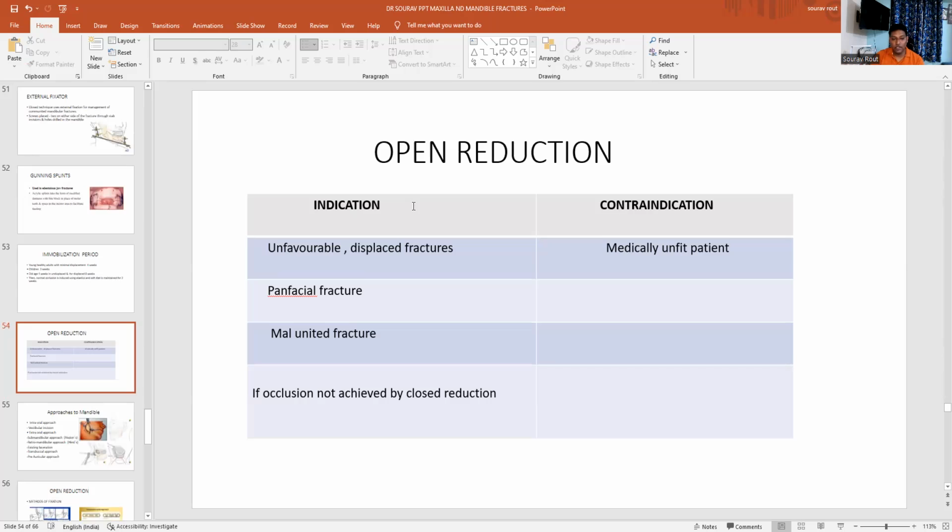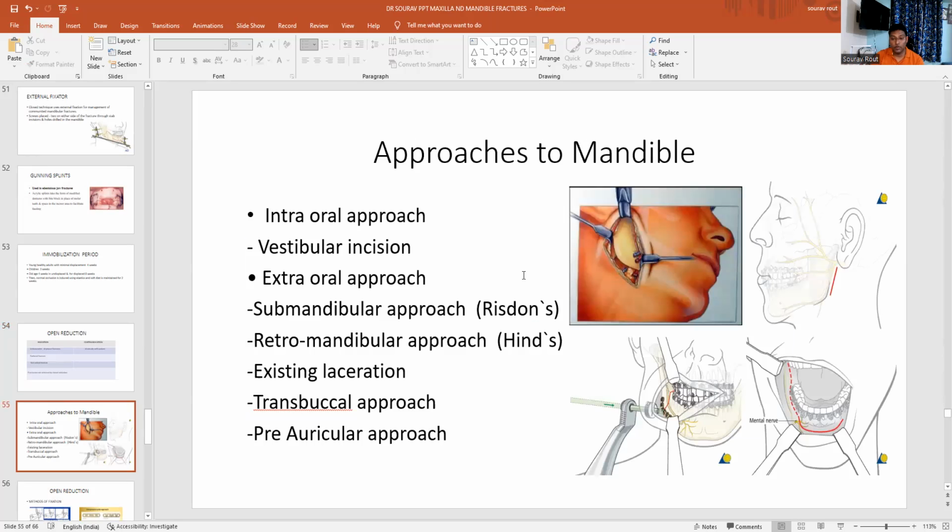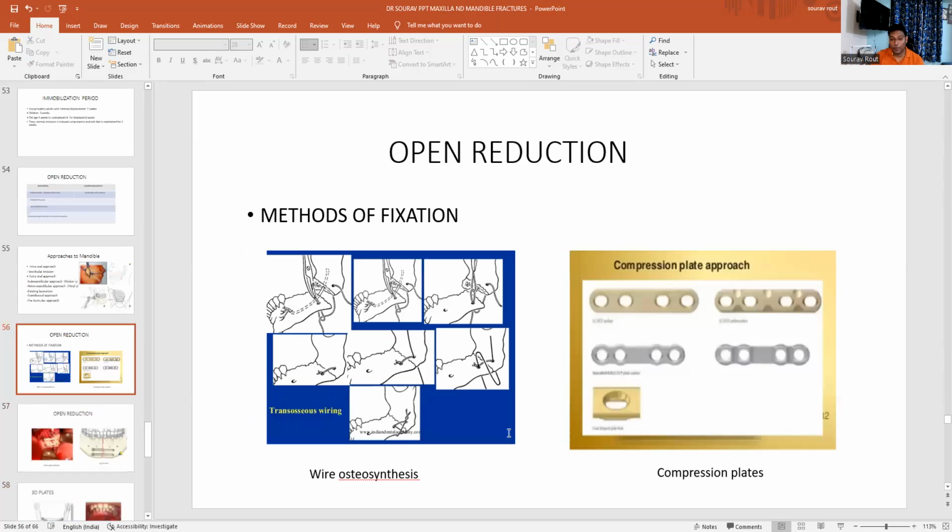Open reduction indications are unfavorable displaced fracture, panfacial fracture, and mandibular fracture if occlusion is not achieved by closed reduction. Contraindication: medically unfit patients are not indicated for open reduction. Various approaches of open reduction are intraoral method, vestibular incision method, extraoral such as submandibular, retromandibular Hinds approach, existing laceration method, and transbuccal preauricular approach.